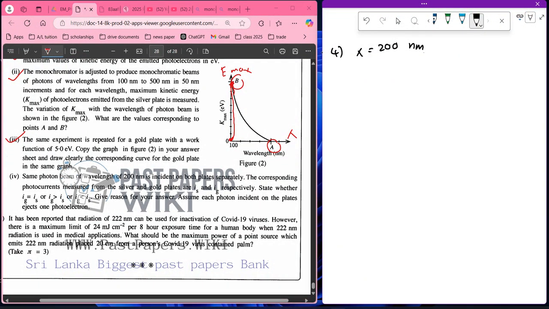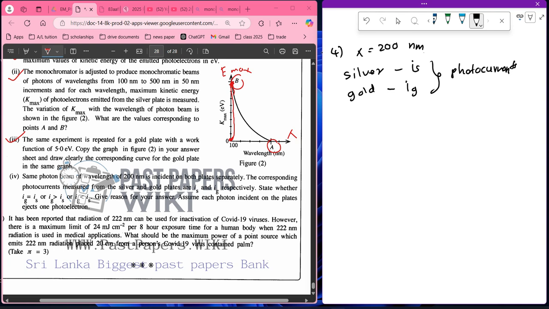Photocurrents measured. The current produced by the photoelectrons is called the photocurrent. From the silver plate the photocurrent is Is, and from the gold plate the photocurrent is Ig. These are photocurrents. State whether Ig equals Is, Ig is greater than Is, or Ig is less than Is. Give reasons for your answer. Assume each photon incident on the plates ejects one photoelectron.